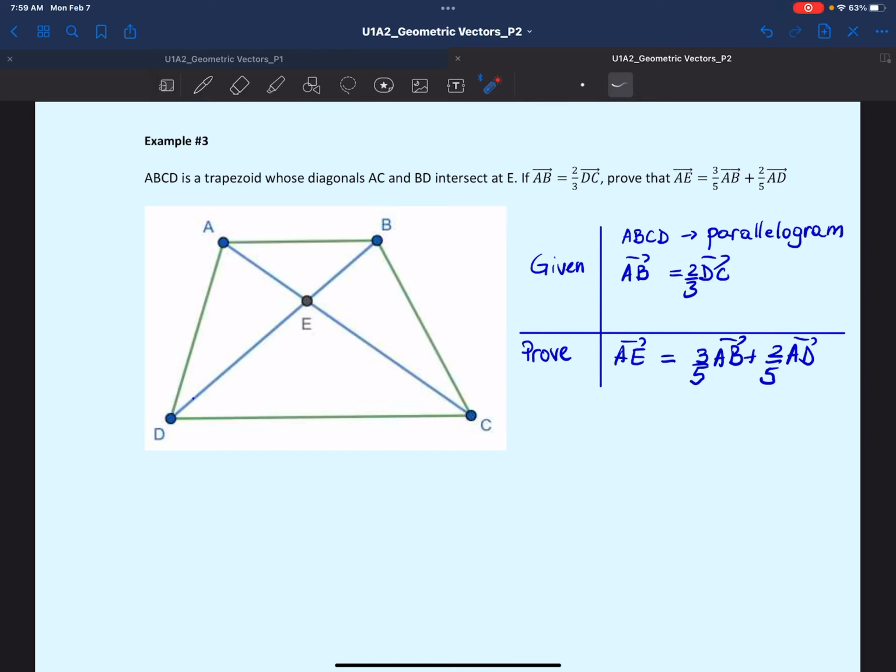Hello and welcome back. We're looking into one more problem in the lesson about multiplication of a vector with a scalar. So let's get started.